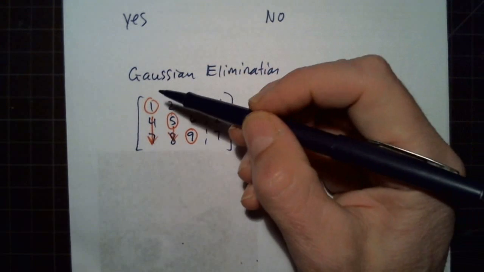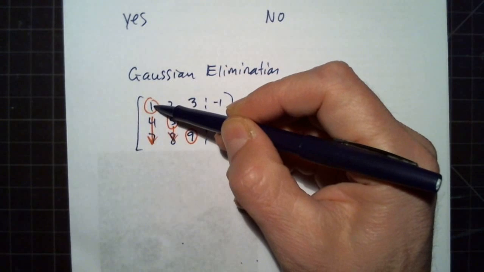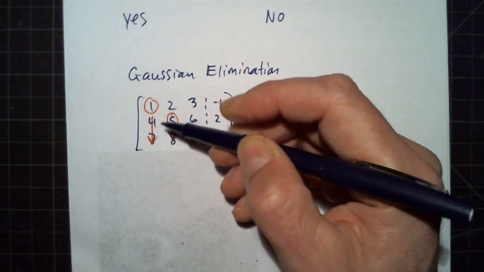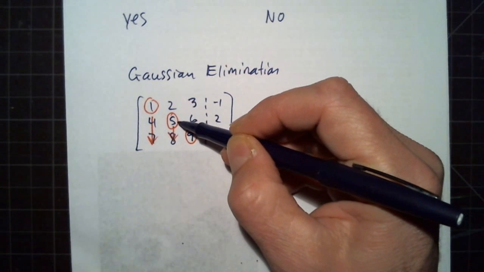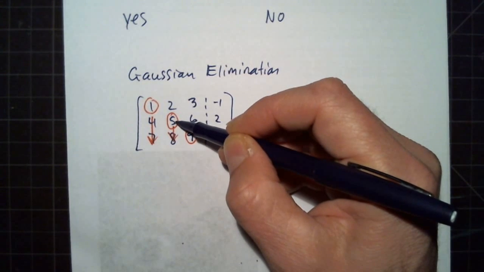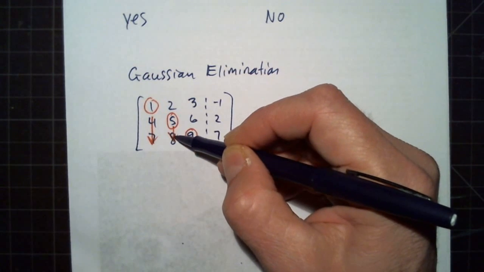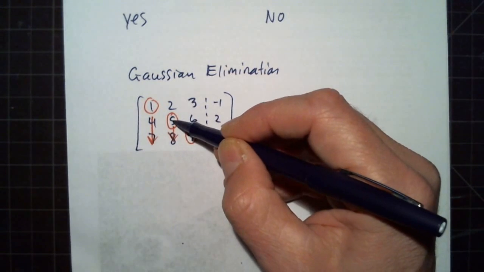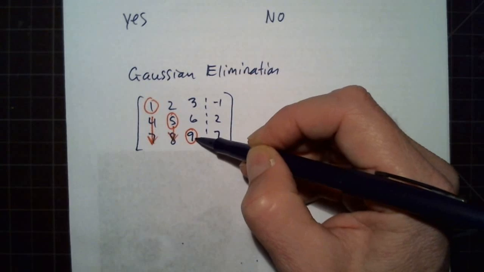So one more time. If it's not a 1, divide to make it a 1, and then use it to eliminate these. If this is not a 1, divide by it or multiply by its reciprocal to make it a 1, and eliminate and make a 0 there. We want to have a 1, 0, 0. Use this to make a 0, and then make that a 1.